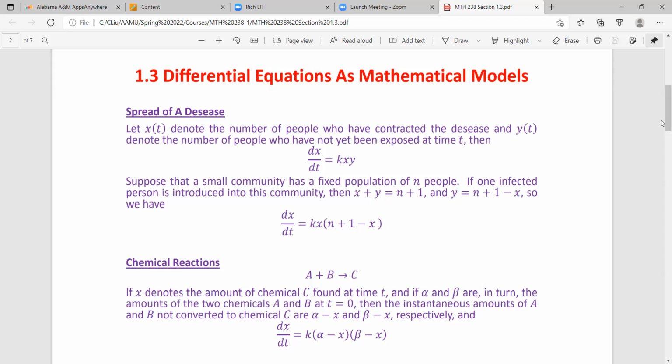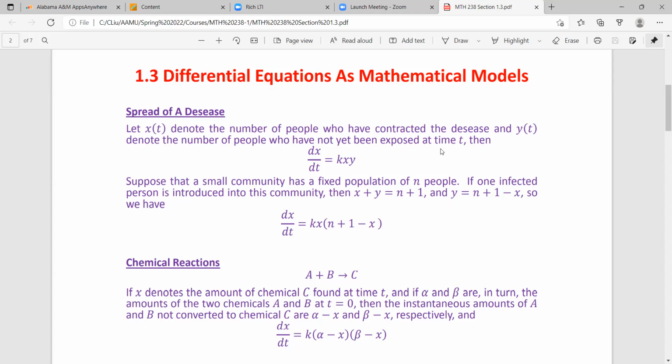And the rate of change of the people with COVID will be proportional to the product of those two groups. So let x(t) denote the number of people who have contracted the disease, and y(t) denote the number of people who have not yet been exposed at time t. So we have two groups of people in the society, one group already contracted the disease and the other has not.